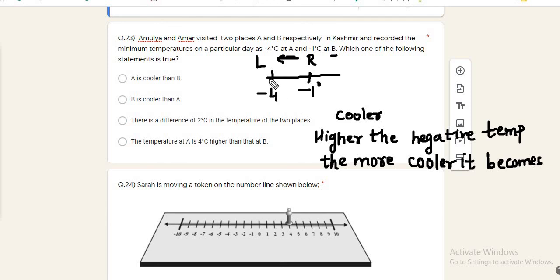So if you go on reaching more higher negative values, higher the negative value, more cooler is the temperature. So at A it is -4 degrees Celsius, so definitely A is more cooler than B. So A is the correct option.